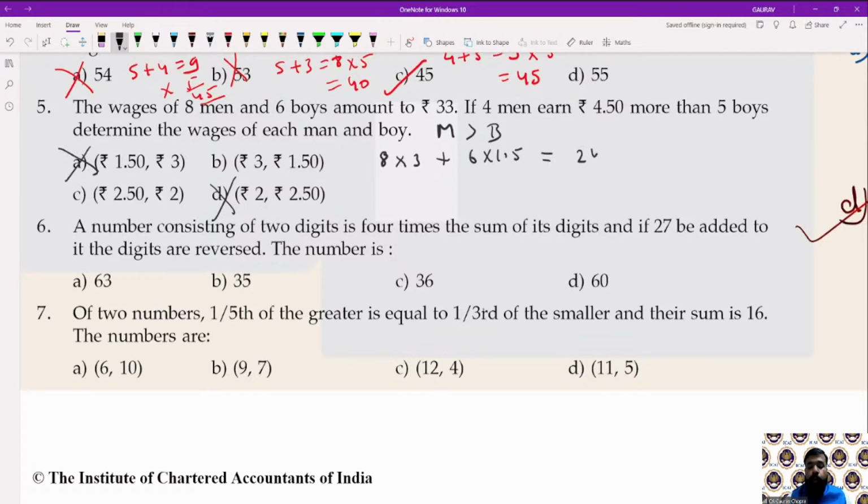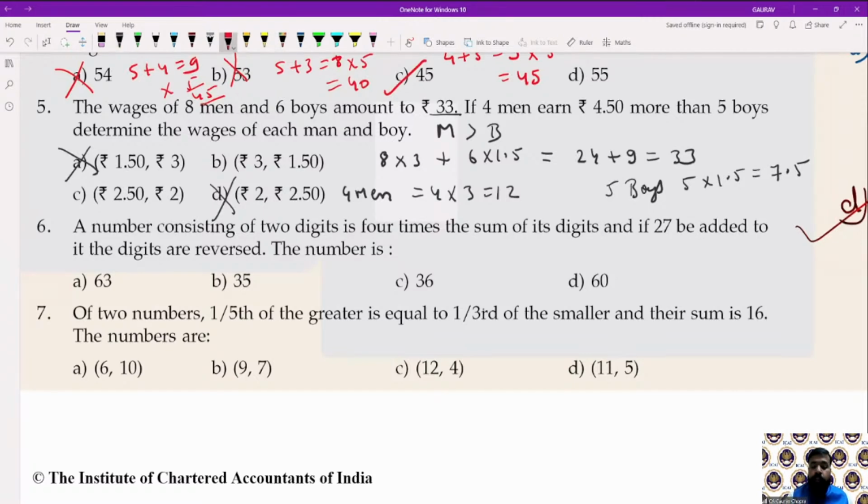Now total 24 plus 9 is 33. So yes, we can verify the first condition. Now let us check the second one. 4 men and 5 boys we have to compare. So for 4 men, earning will be 4 into 3, that is 12. Then 5 boys, 5 into 1.5, they are earning 7.5.